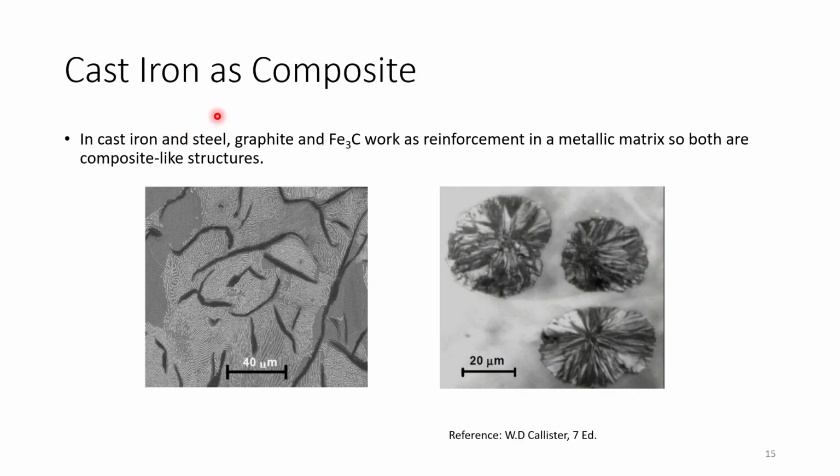Next, cast iron and steel are also composite structures. In cast iron and steel, graphite and Fe3C work as reinforcement in a metallic matrix. So both are composite like structures. As you can see, this matrix is softer, and these graphite flakes have higher strength, so it acts as a composite.